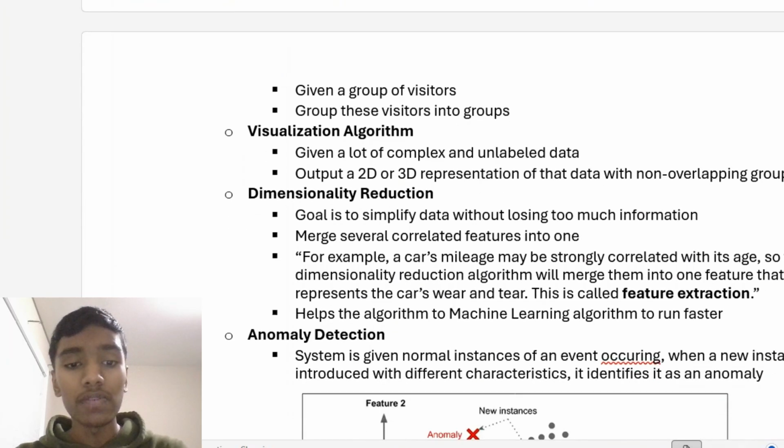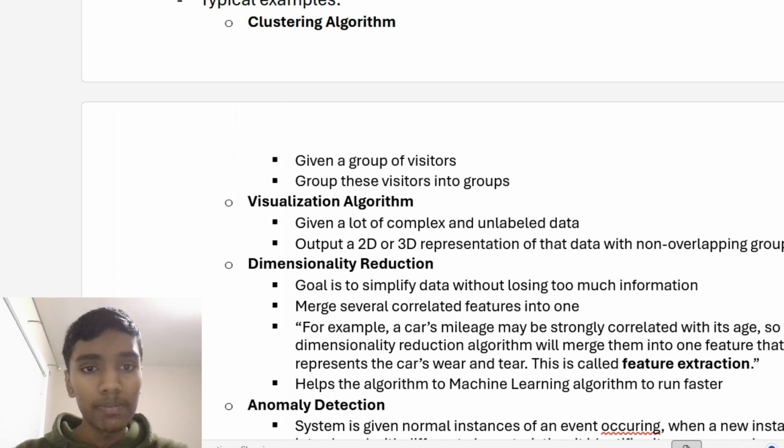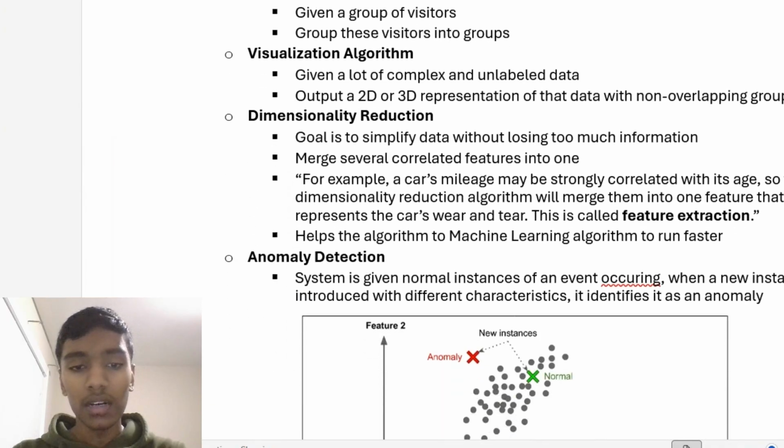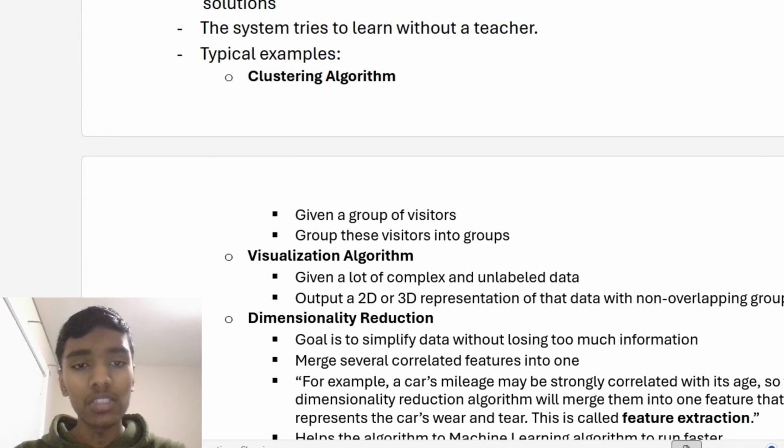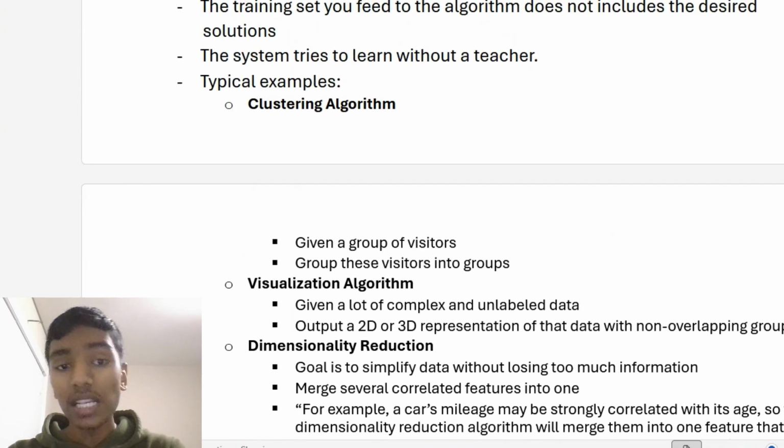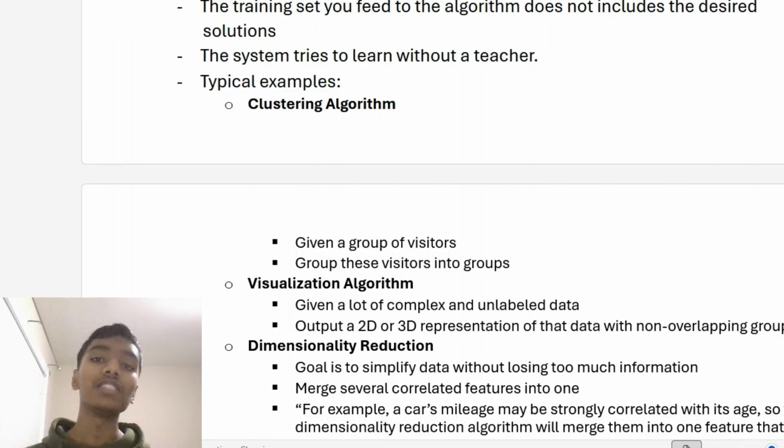So what are some examples of this? The book gives several examples. I picked about 4 of them. I think the book gave 5 or so examples, but I picked 4 of them. The clustering algorithm is an example of this. A good example of this is basically you have a group of people that are visiting a hotel, and you're giving characteristics of each of those people.